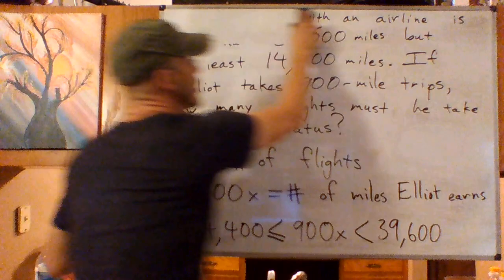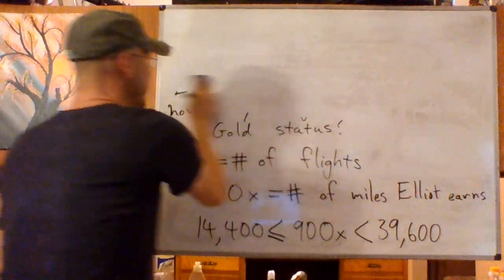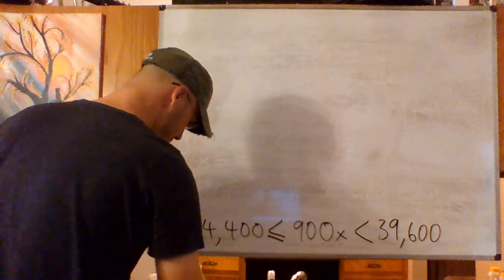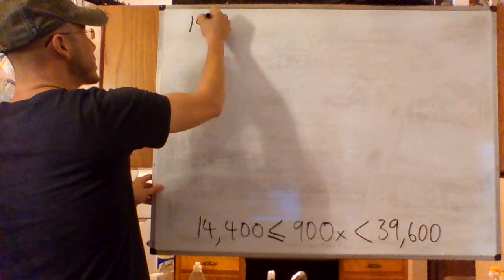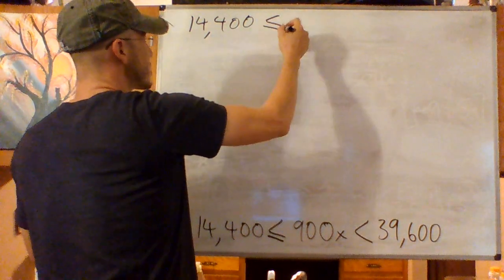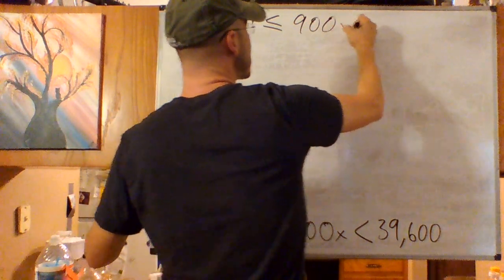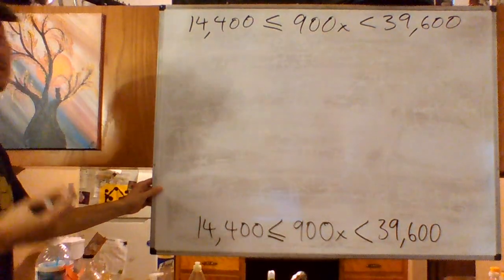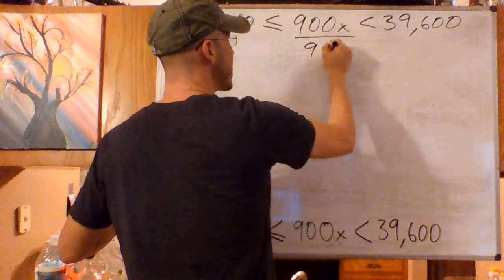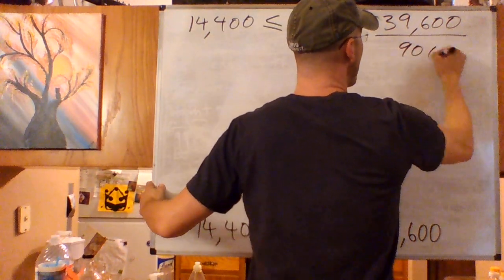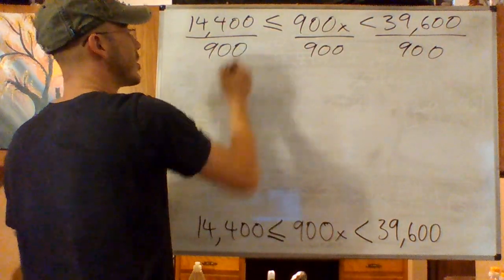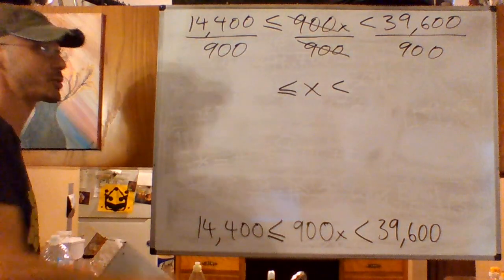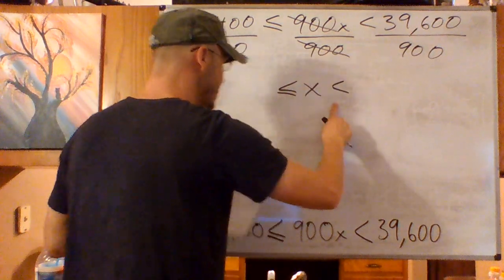Okay, so I need to get some more room to solve this inequality, but it is going to be kind of quick. Remember, x is the number of trips that he has to take to do this. 14,400 is less than or equal to 900x is less than 39,600. This is just a one-step problem. We need to divide all three by 900 to cancel those out and get just plain old x in the middle. The other symbols are the same, less than or equal to here, less than here.